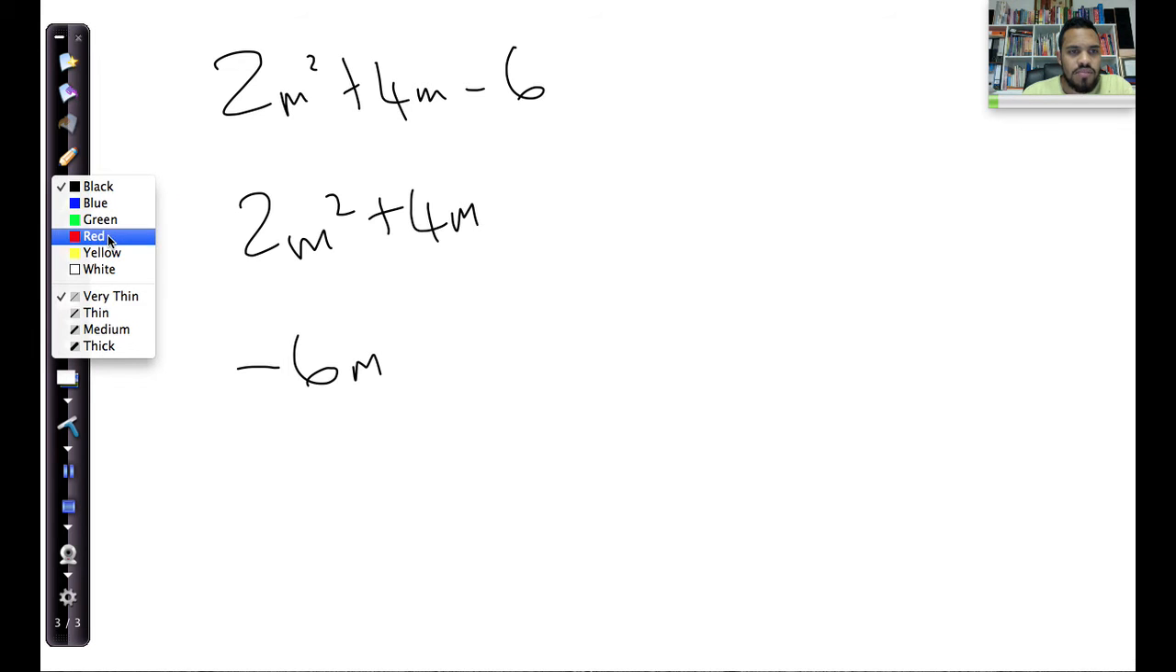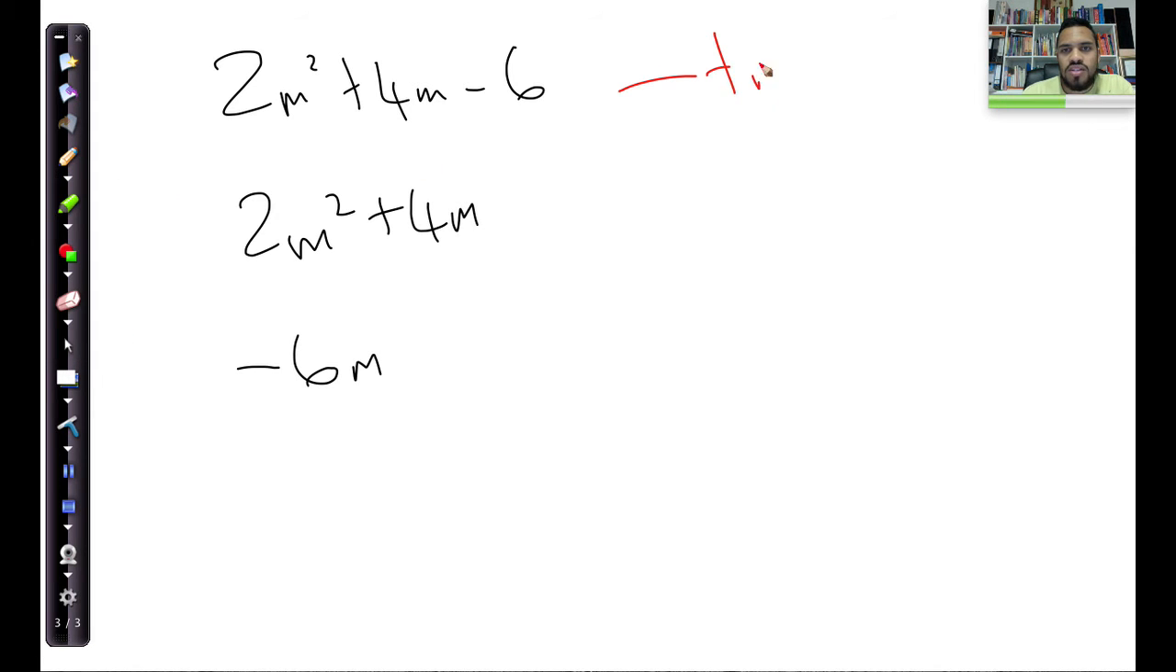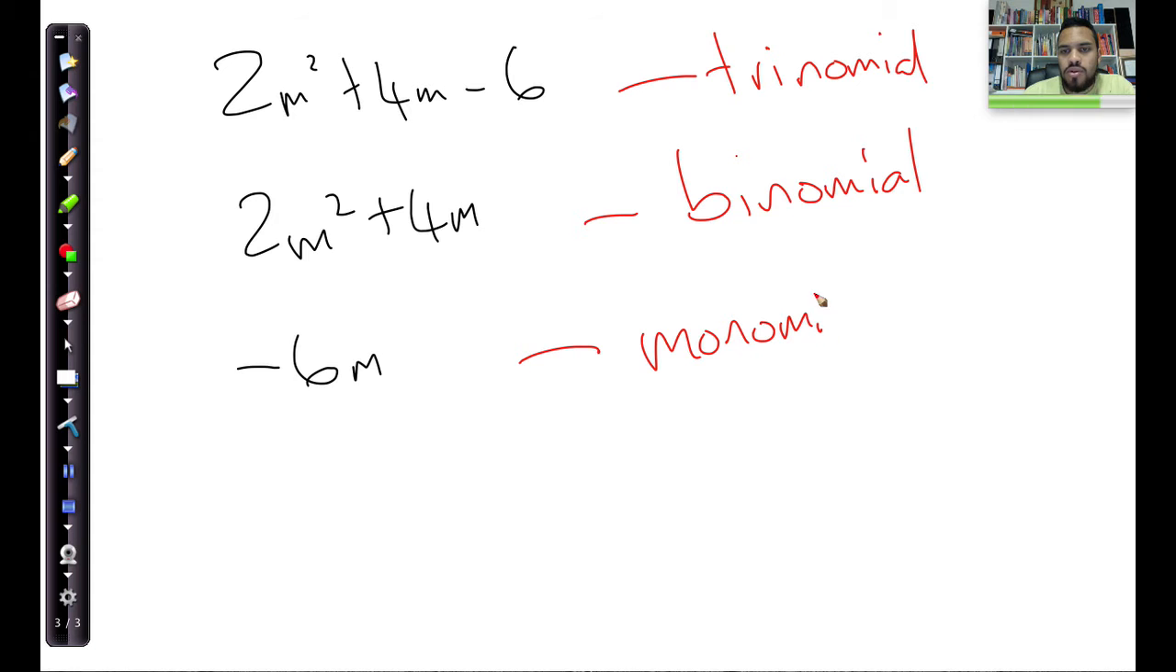So let's get a red pen in there. This one is called a trinomial, because there are three terms. This one is called a binomial because there are two terms, and this one is a monomial because there's only one term.